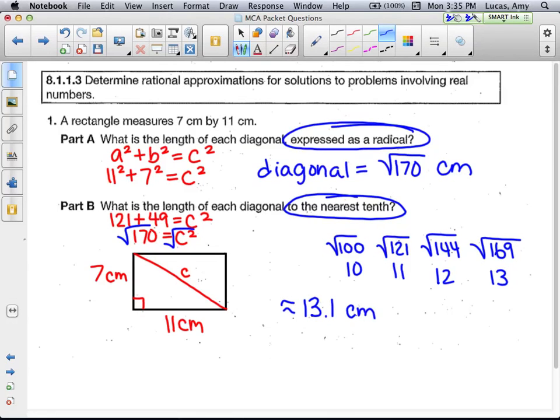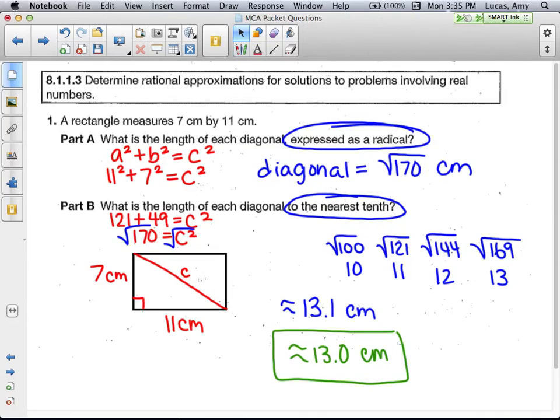Now, if you were allowed to use a calculator on this question, you could certainly put it in your calculator, and it actually is 13.0. So without a calculator, I thought it would be about 13.1, but checking on my calculator, it's actually about 13.0 because it's 13.03, so it would round down. So to the nearest tenth, with the calculator, 13.0 centimeters. Without, 13.1 would have been okay.